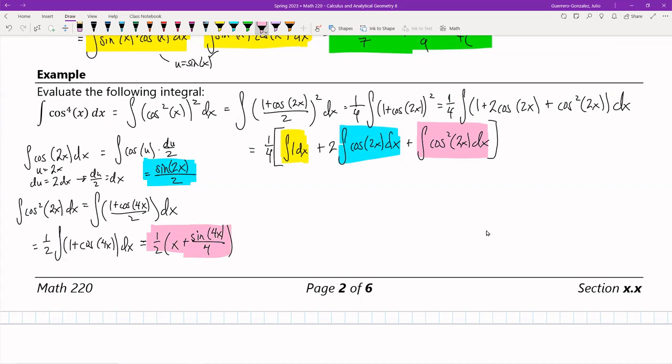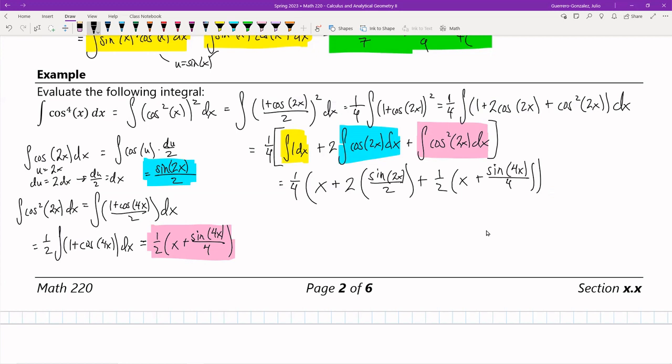So all that's left for us now is to combine all of these together. This is equal to 1 fourth. We know the integral of 1 dx was x, plus 2 times the integral of cosine of 2x dx, which we solved already: sine of 2x over 2. We'll clean it up in a little bit. Plus the pink one we just figured out, 1 half times x plus sine of 4x over 4. Keep track of your parentheses and your operations, and make sure you're not combining stuff you're not supposed to.